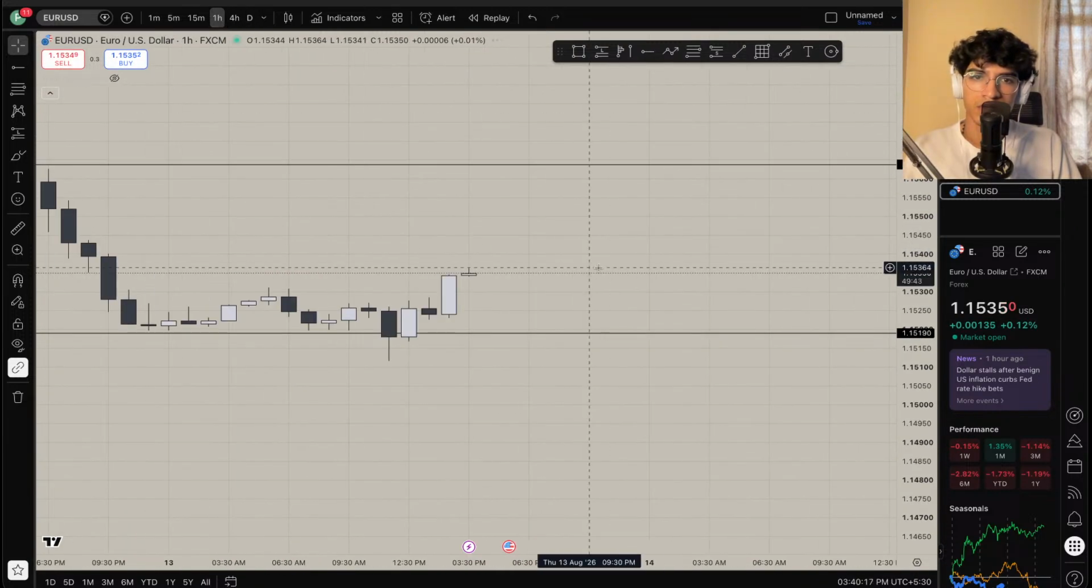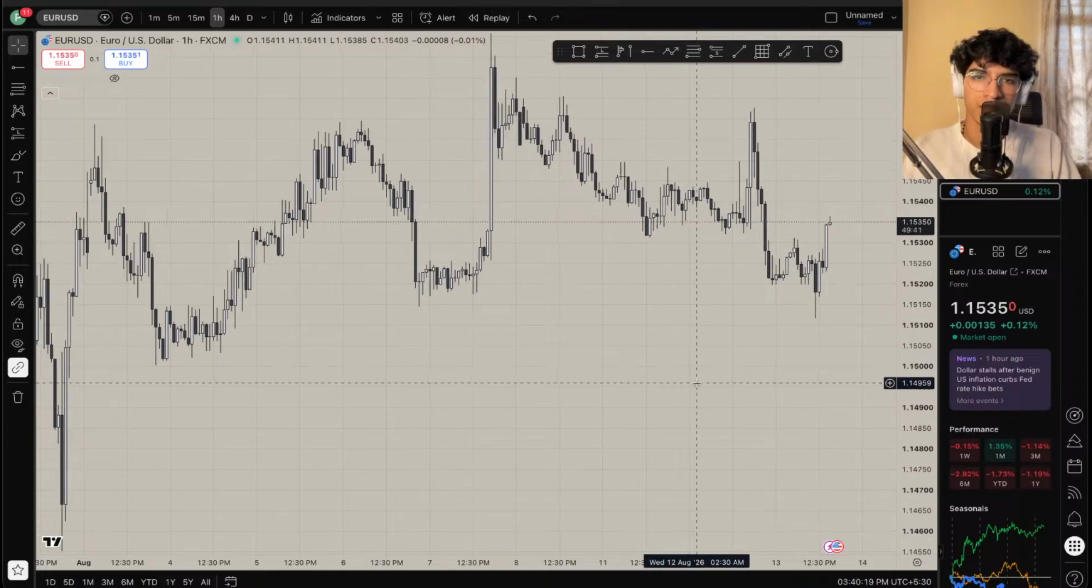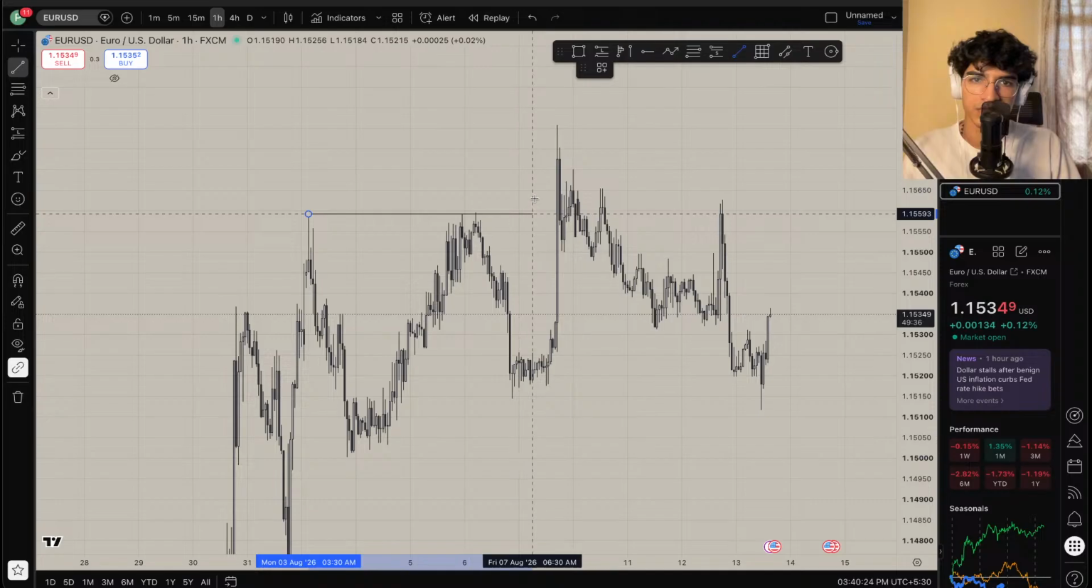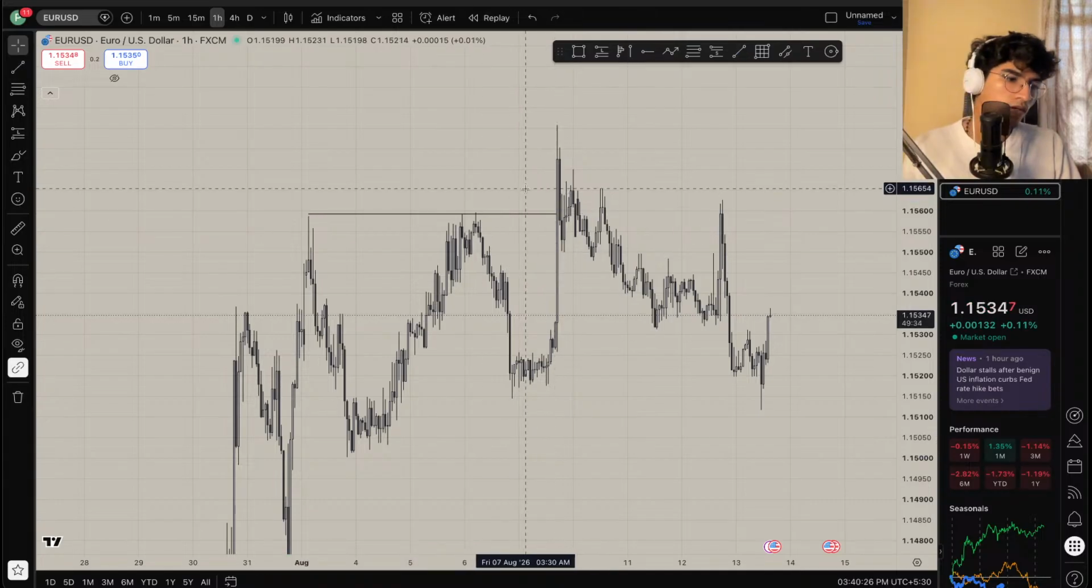I'll go for 1 hour. In 1 hour we'll mark the market structures. As you can see, price has done a breakout structure here, as I have taught in the bootcamp.